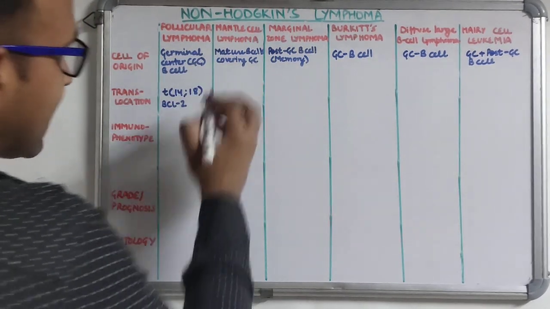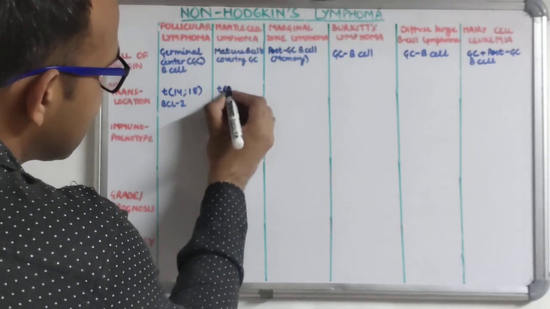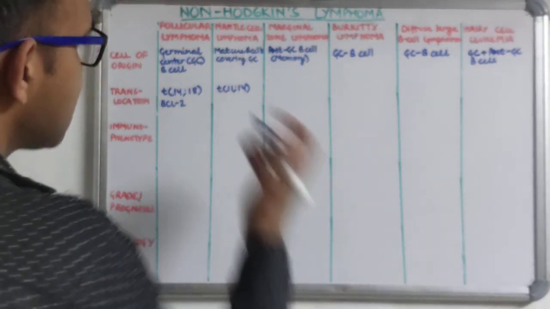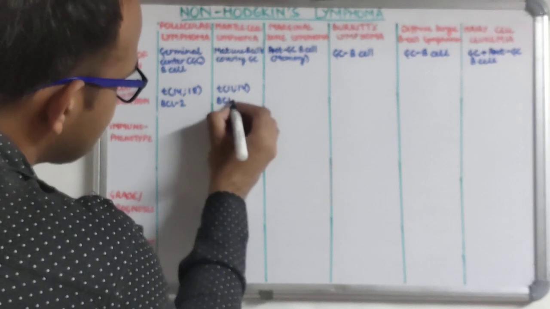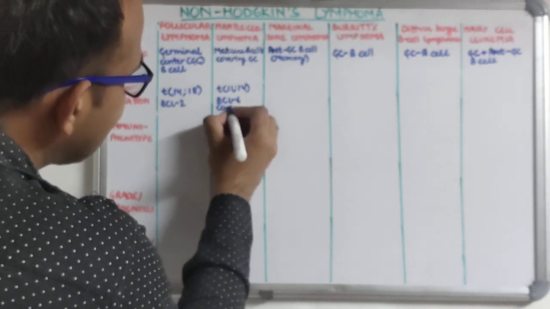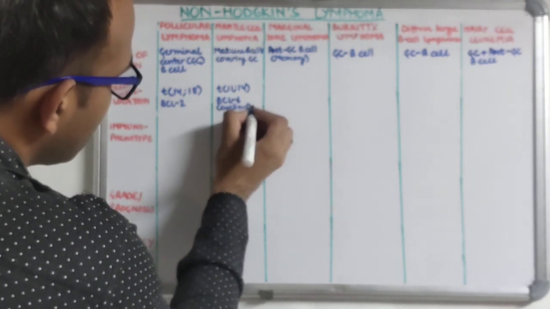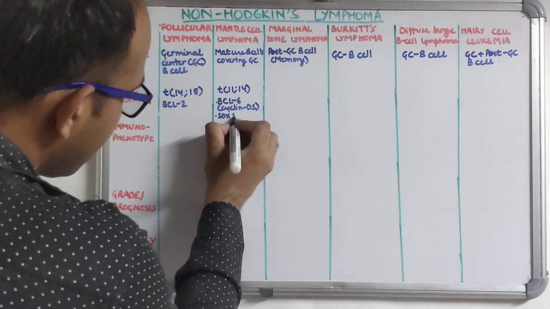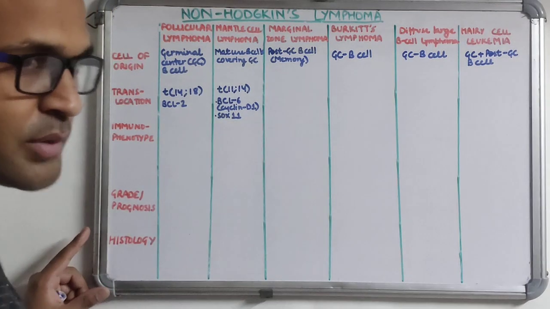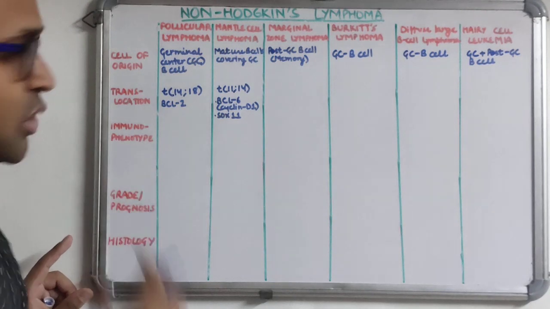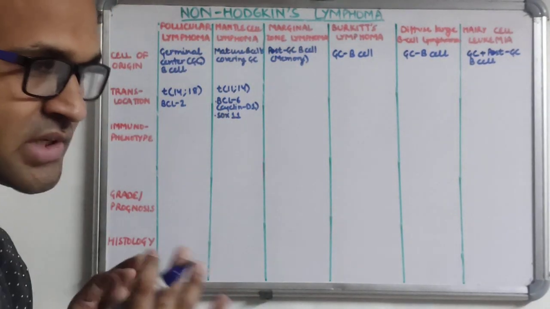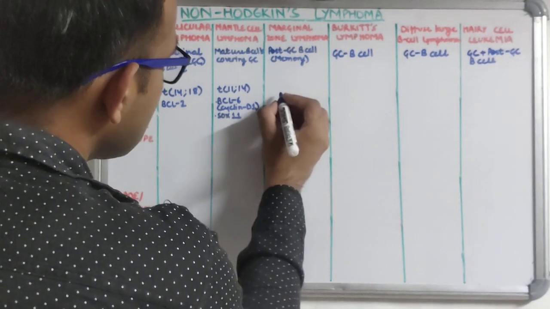In mantle cell lymphoma, the characteristic translocation is translocation 11;14. Because of this, there is overexpression of BCL6, or what we call cyclin D1 protein. Apart from that, there is also another variant, SOX11, which can also be overexpressed. Now, marginal zone lymphoma, there is no such characteristic translocation in this.